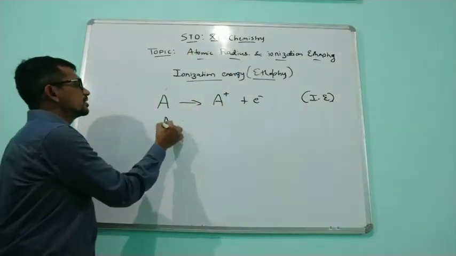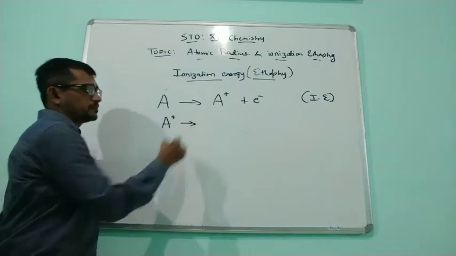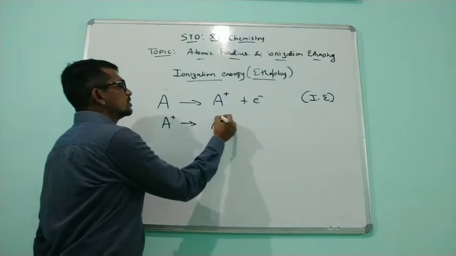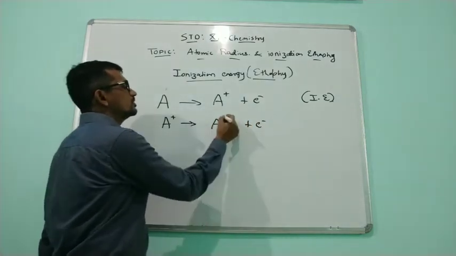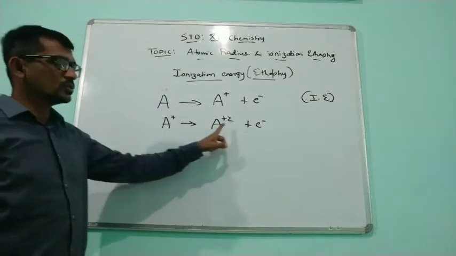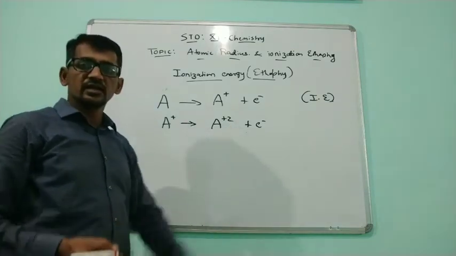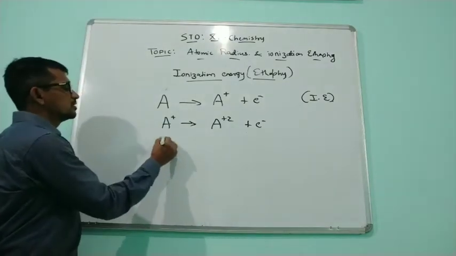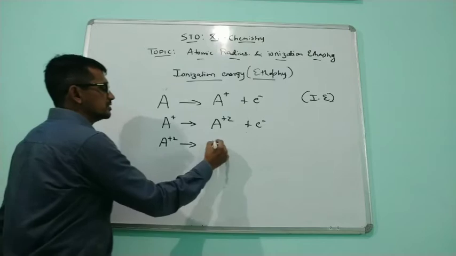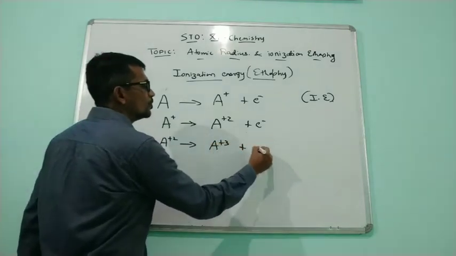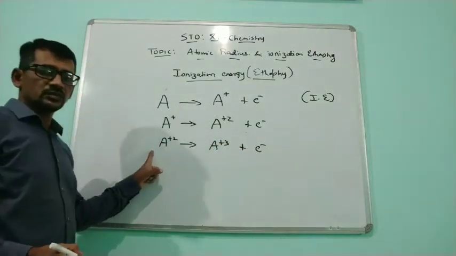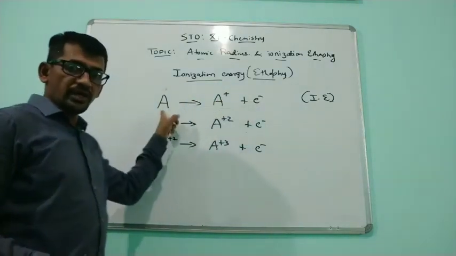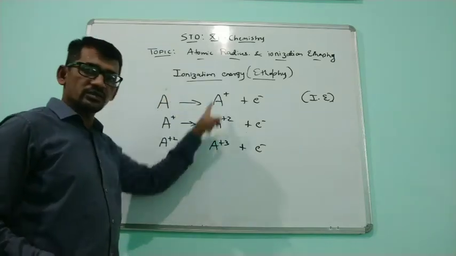Again, if you take A plus and remove a second electron from it, then A plus is converted to A plus 2. So that is known as the second ionization enthalpy. Similarly, A plus 2 is converted to A plus 3 if you remove one more electron. If you directly remove 3 electrons from A, then A is converted to A plus 3 directly.